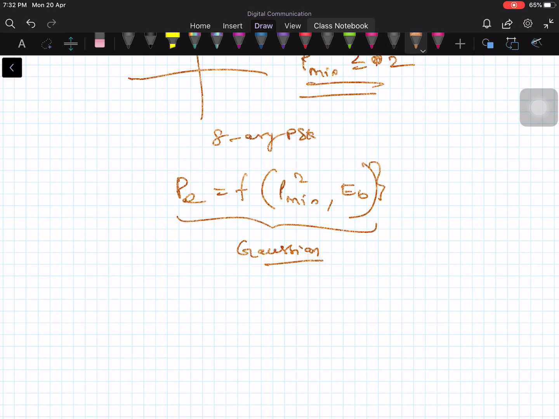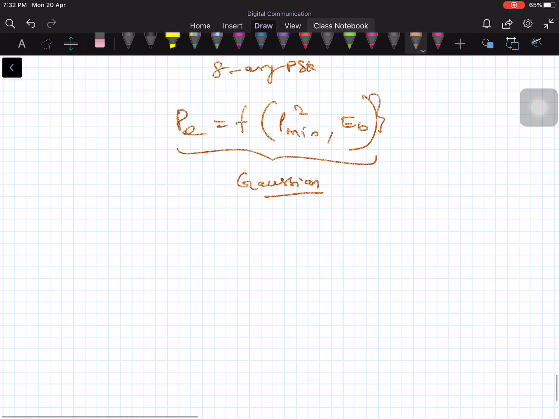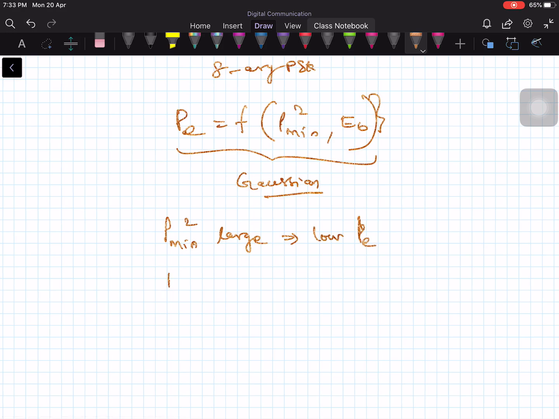If rho min square is large, then you will have a smaller error probability. So generally, if rho min square is large, this implies low probability of error, and if rho min square is small, then we will see why this kind of thing happens. When rho min is large, there is low probability of error, and when rho min is small, there is large probability of error, when we discuss digital demodulation.